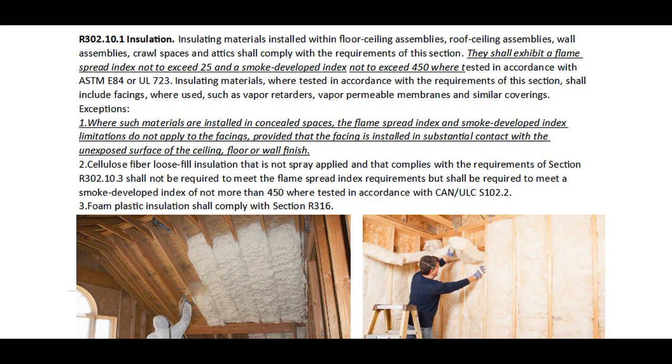R302.10.1. Insulation. Insulating materials installed within floor ceiling assemblies, roof ceiling assemblies, wall assemblies, crawl spaces, and attics shall comply with the requirements of this section. They shall exhibit a flame spread index not to exceed 25 and a smoke developed index not to exceed 450, where tested in accordance with ASTM E84 or UL 723. Insulating materials, where tested in accordance with the requirements of this section, shall include facings where used, such as vapor retarders, vapor permeable membranes, and similar coverings.